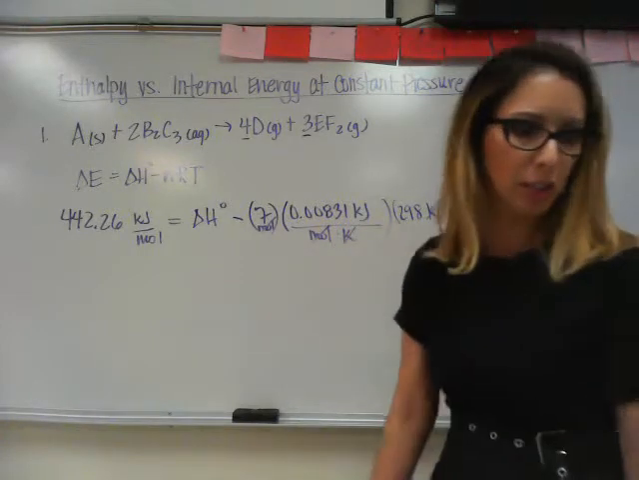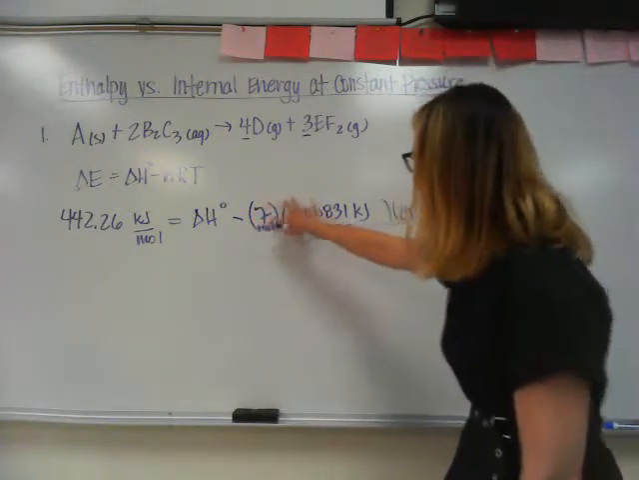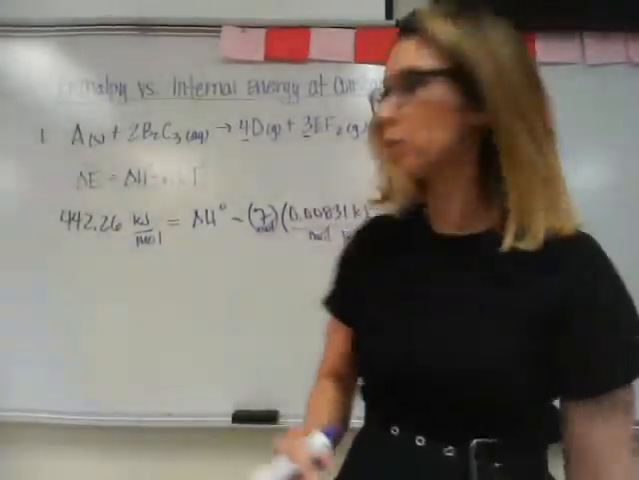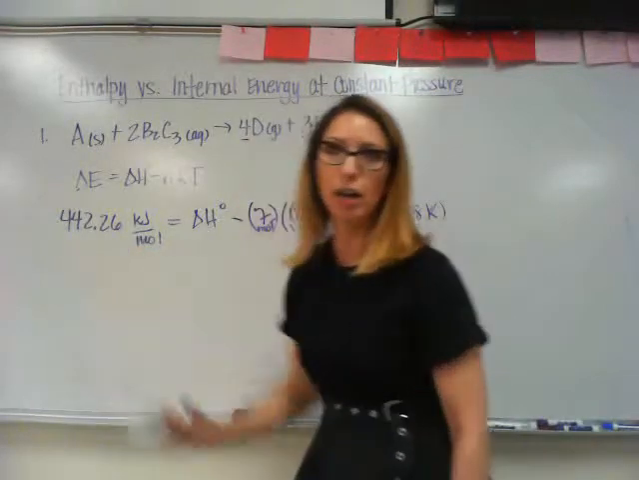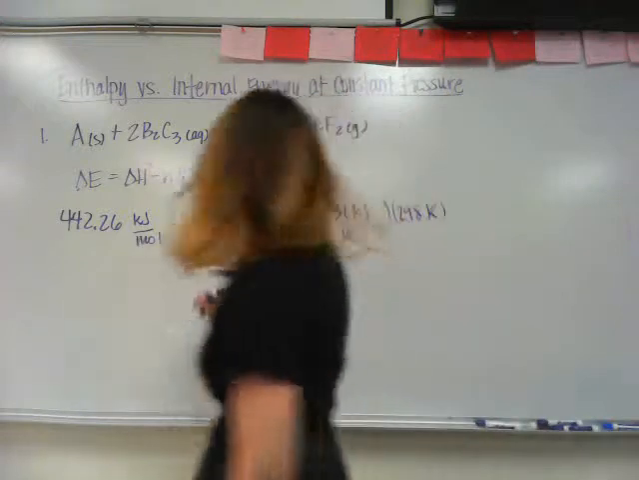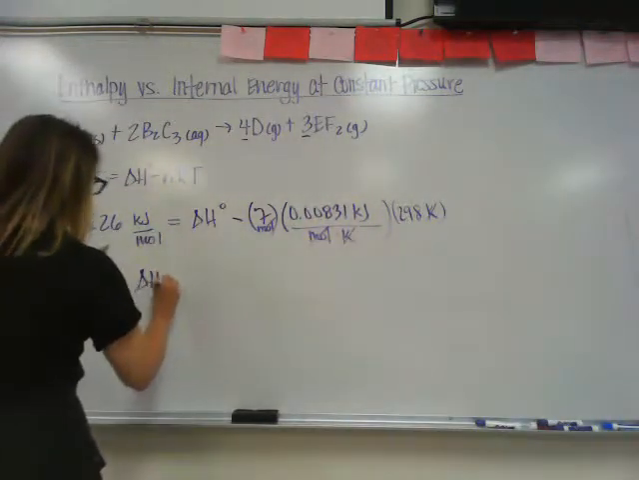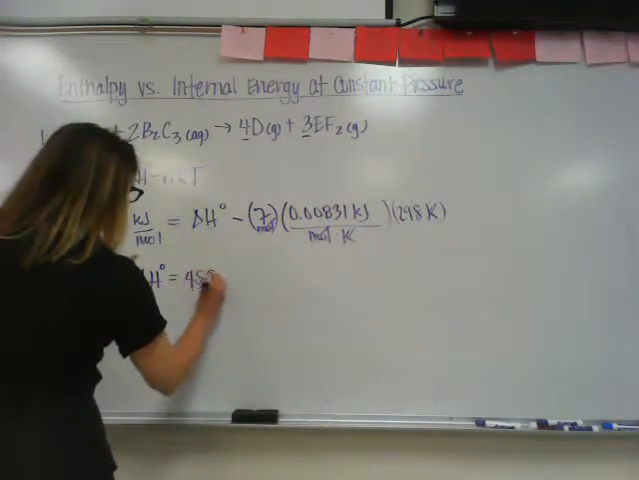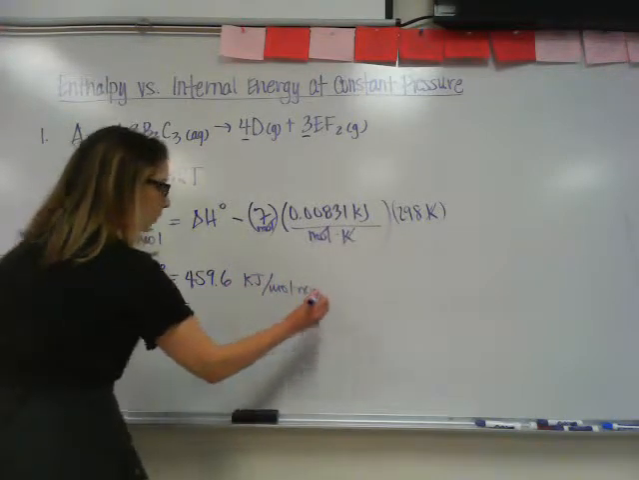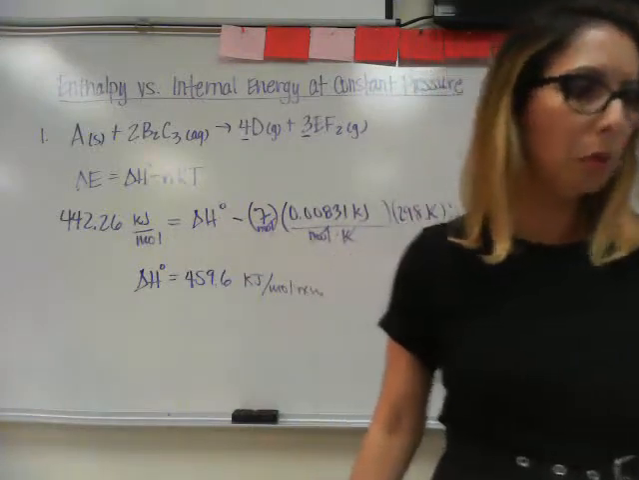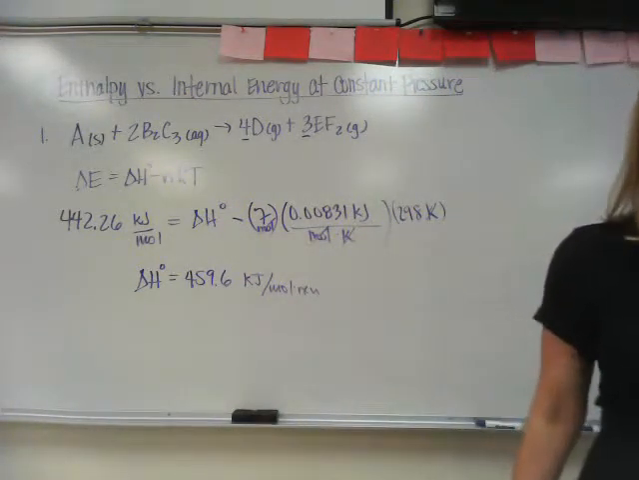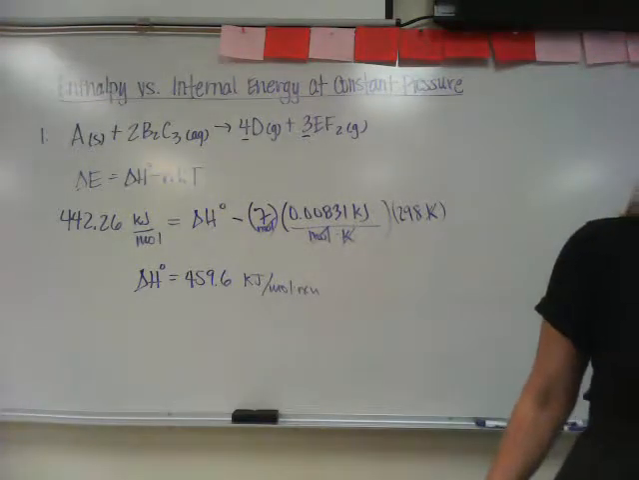So what I would suggest you do is multiply this out, get whatever that is, and then you're going to add that to the other side, okay? You'll end up getting 459.6 kilojoules per mole of reaction. Okay? Okay. Question number 2.